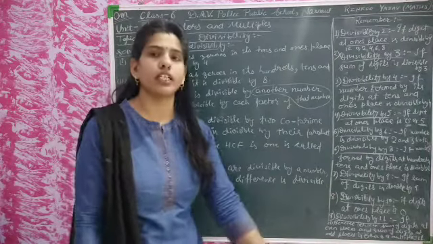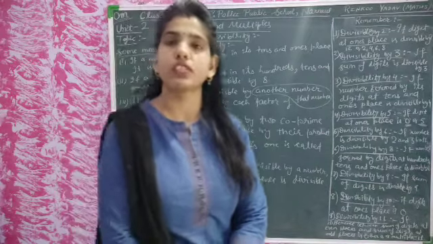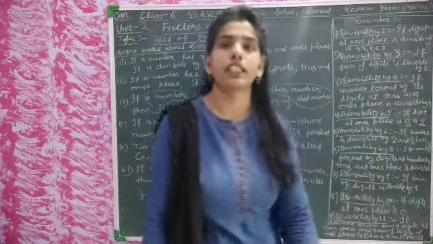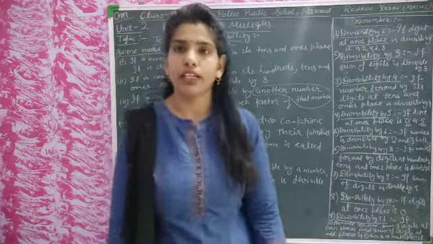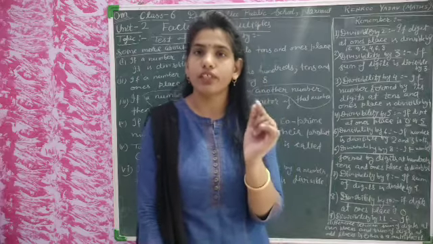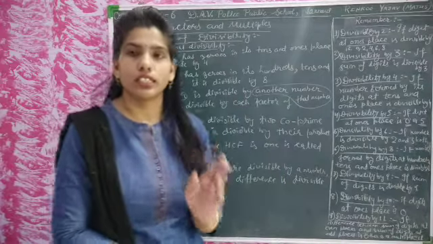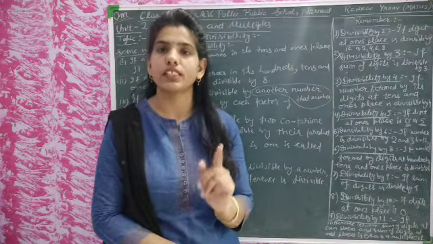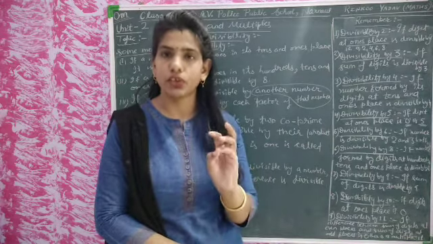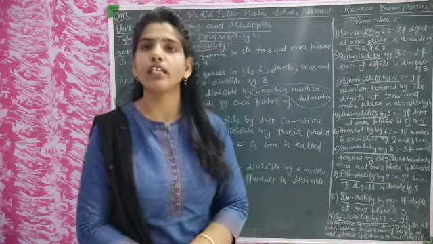Now there are some rules here: which number is divisible by 2, which number is divisible by 3, which number is divisible by 4, 5 and so on. First, the test of divisibility by 2. How can we check it? A number is divisible by 2 if its ones place digit is divisible by 2. That is, if the ones place digit is 0, 2, 4, 6, 8, then this number is divisible by 2.